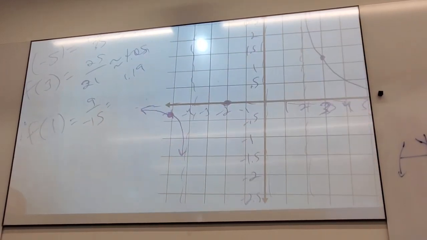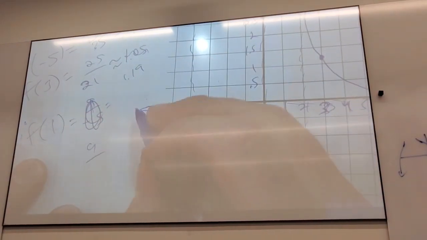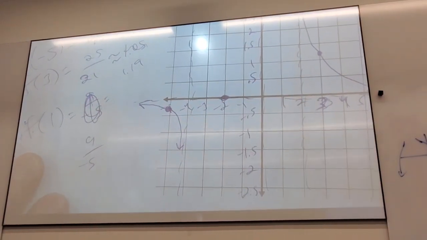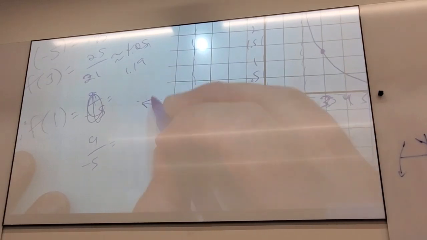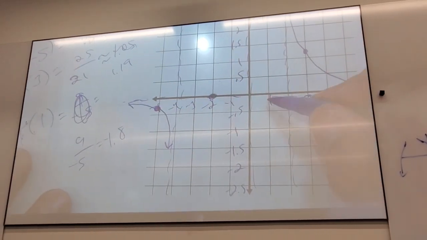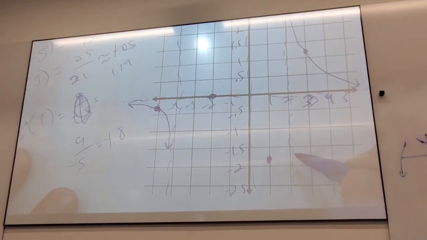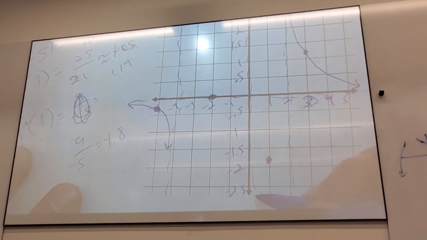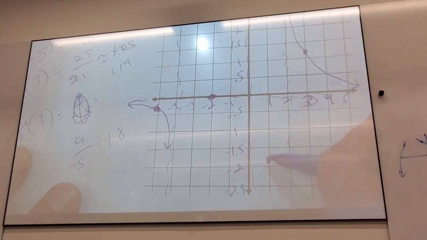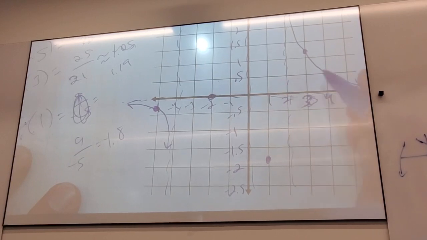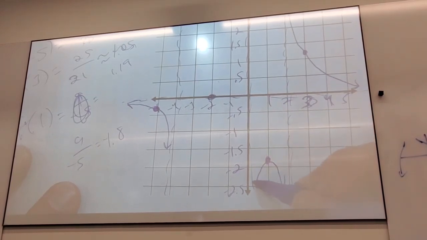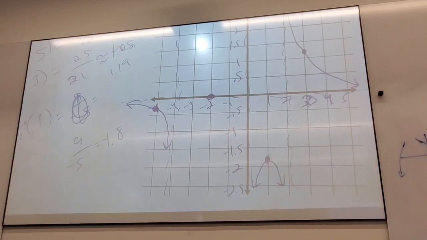Wait. No. Yes. Oh, no. No, you get 5. 9 over negative 5. Yeah. Okay. Which is almost 2. It's negative 1.8. So at 1, it's at negative 1.8. So I want you to see, does it make sense that it can't go up here? There's no x-intercept, correct? So it's basically going to look something like this. I don't know if this is the highest point, but I'm not supposed to know. I didn't have to do enough work for that.